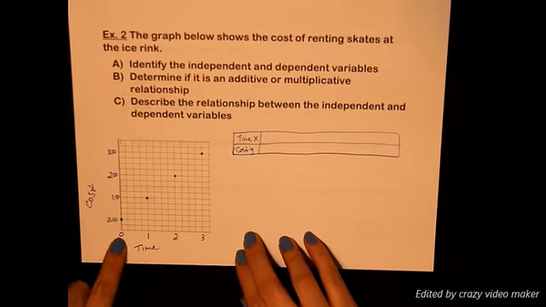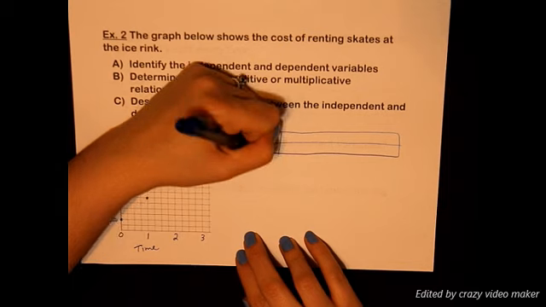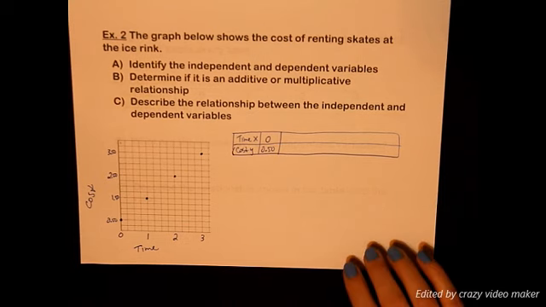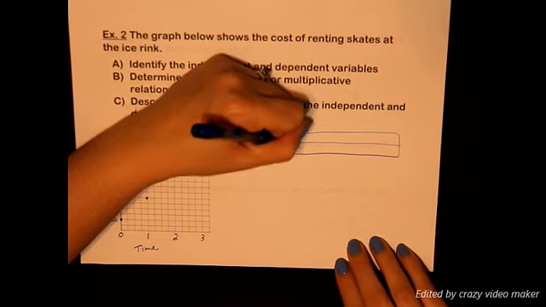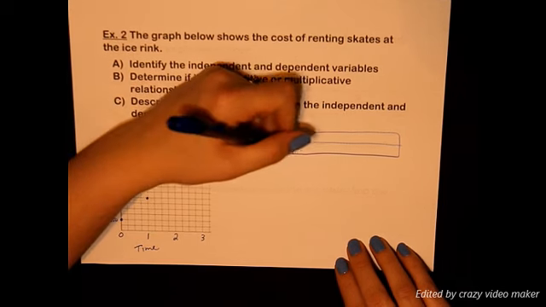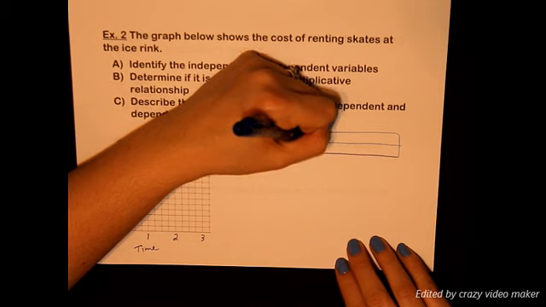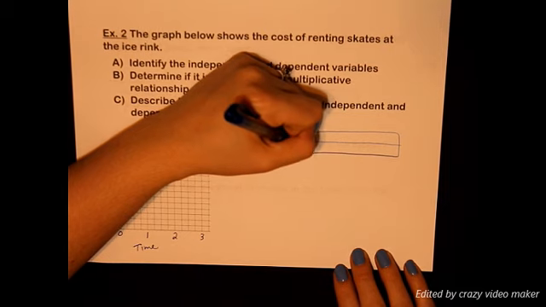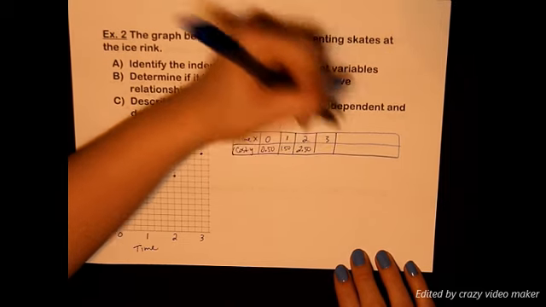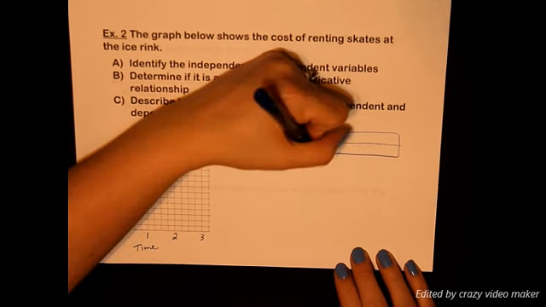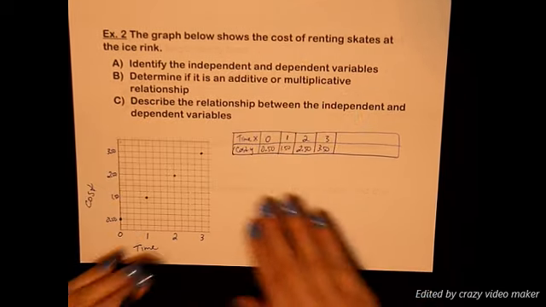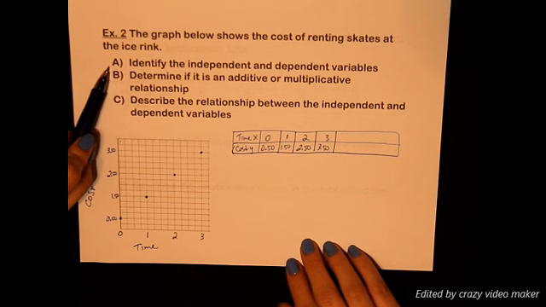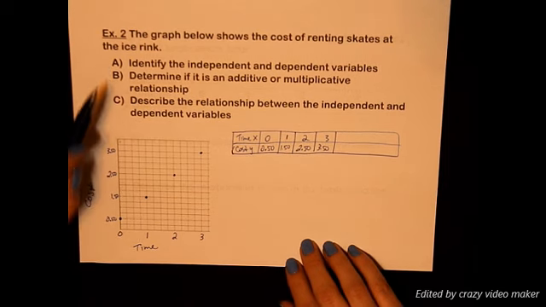So at 0 hours, it costs 50 cents to rent skates. So if you rent them for under an hour. If you rent them for 1 hour, then your cost is $1.50. If you rent them for 2 hours, shows that our cost is $2.50. And if you rent them at 3 hours, it shows that our cost is $3.50. So we have our information now here in our table. We can go ahead and do part A, identifying the independent and dependent variables.